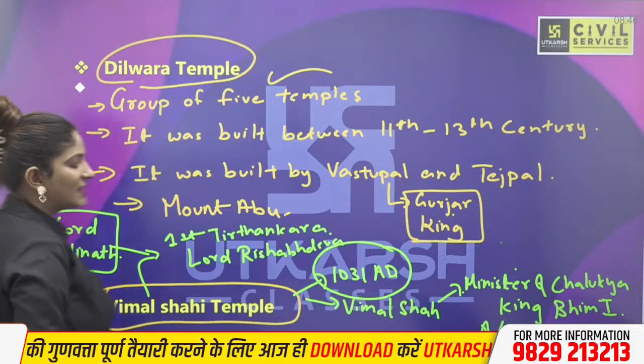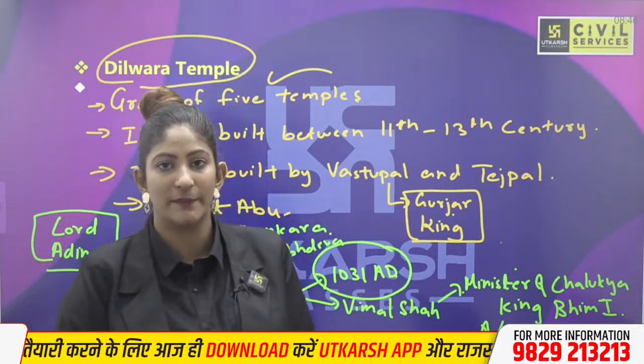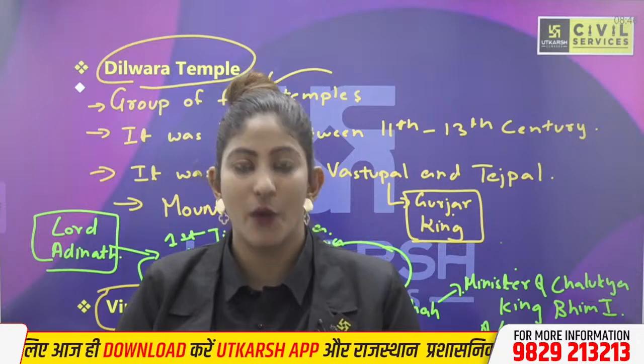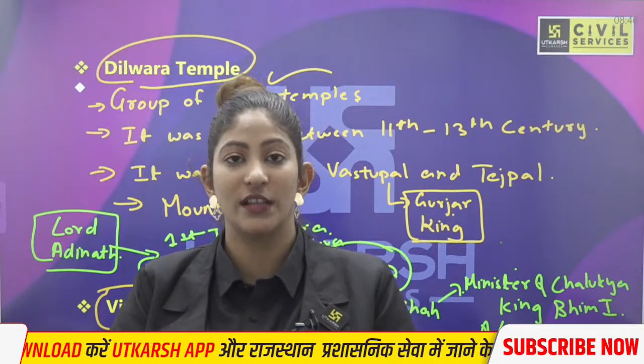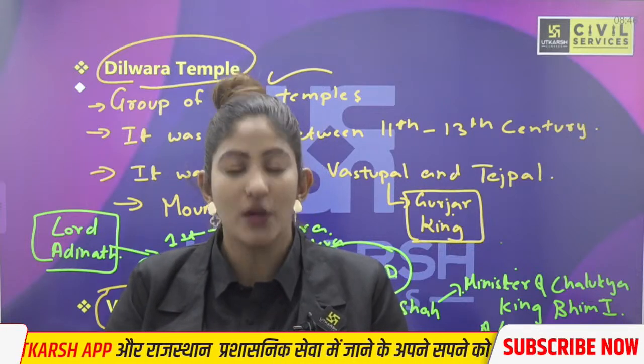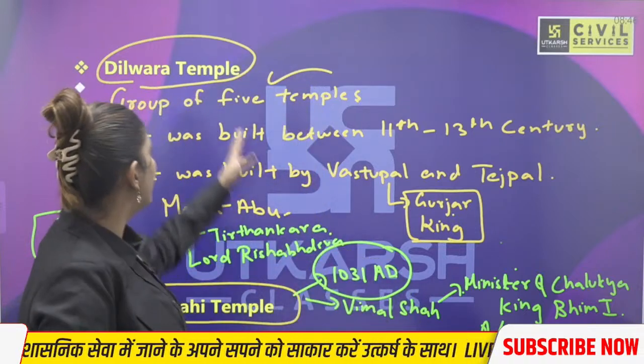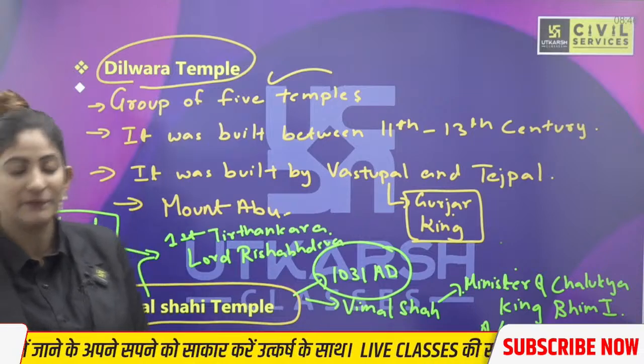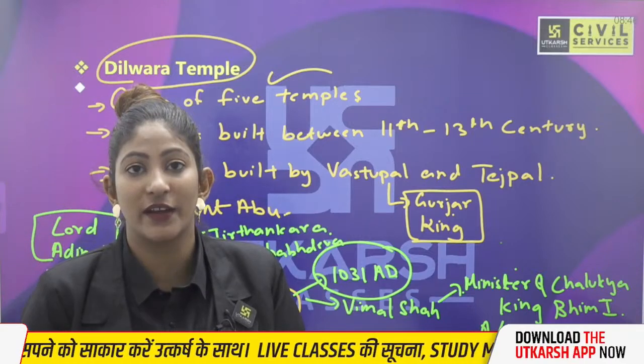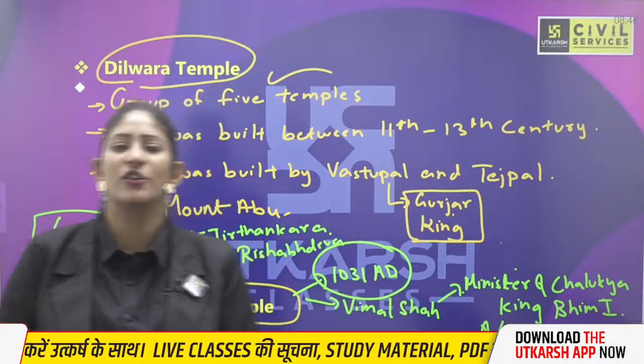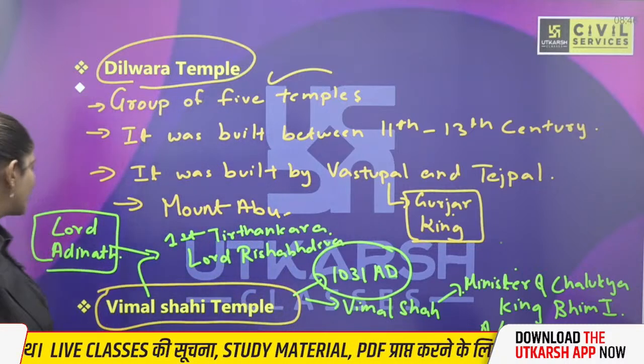Okay, and it has been built by whom? It has been built by Vimal Shah. Vimal Shah was the minister of Chalukya king. Chalukya king who? Chalukya king Bhim I of Gujarat. So Vimal Shah temple, which is a part of the Delwara temple only, was built in 1031 AD. So if it is ever asked in your examination about this, make sure you answer it correctly.